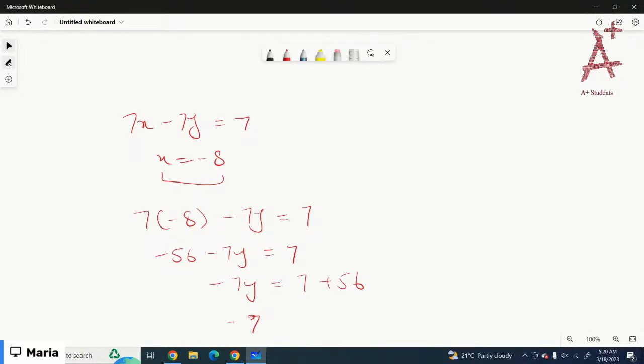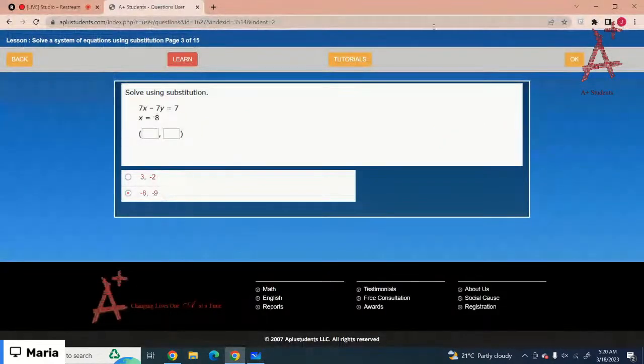Negative 7y equals 63. Divide both sides by negative 7. It would be y equals negative 9. Got it? So the solution is x equals negative 8 and y equals negative 9. Got it? Negative 8, negative 9 is the correct option.